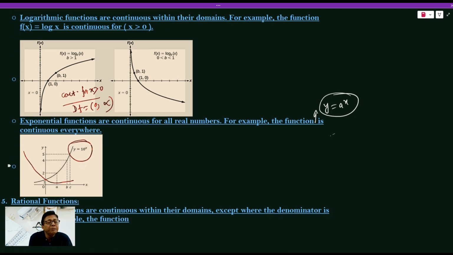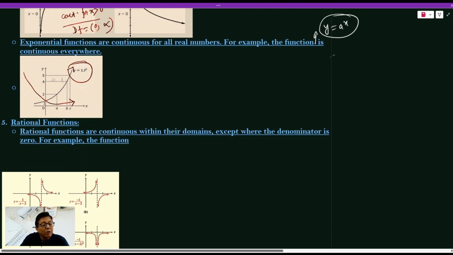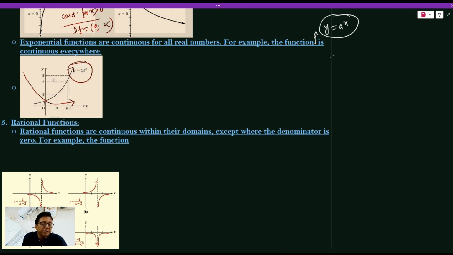Because it's continuous, put an arrow over there. If you put an arrow here or an arrow there, it continues forever. So continuous everywhere. Rational functions like 1 by x minus 2, minus 1 by x minus 2, whatever you take, these functions are not defined for x equal to 2.